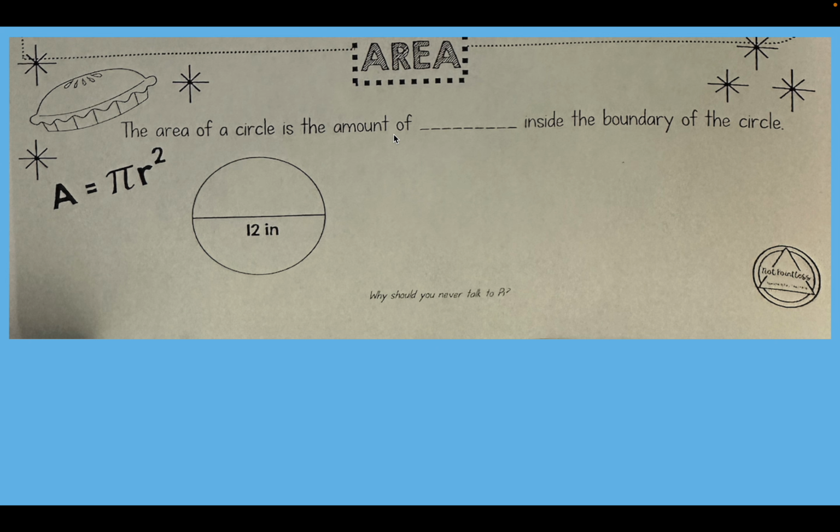Alright, the area of a circle is the amount of space inside the boundary of the circle. Area equals pi radius squared. We'll look at this, and we know area needs radius, but this problem gives me diameter. So I gotta take my diameter and turn it into the radius. Radius equals diameter divided by 2, so radius equals 6 inches. Now I can use that to plug it into my area formula. Area equals pi radius squared.